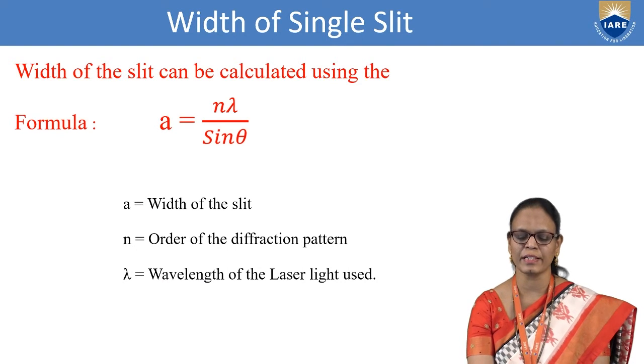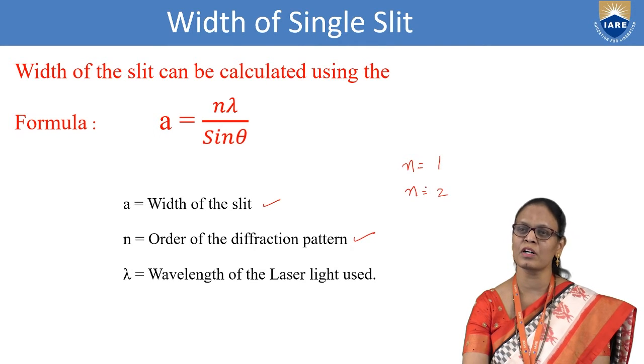Now the width of the slit can be calculated using the formula a = nλ / sin θ. Here a is the width of the slit, and n is the order of the diffraction pattern. If you are doing it for the first order, we write n equal to 1, and if we are doing it for the second order, we write n equal to 2.